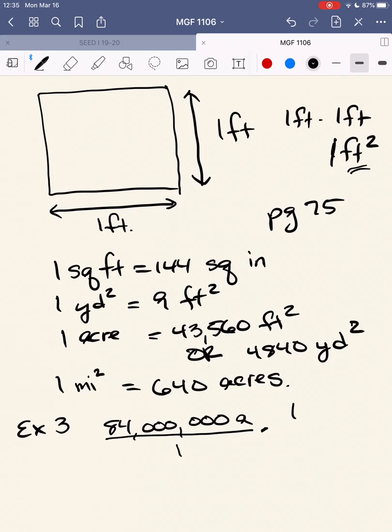And 1 square mile, or miles squared, however you want to write it, is equal to 640 acres. When I put that in my calculator, I end up with 2,358 miles squared. Make sure that you're putting the squared. That's very important. All right. Moving on to page 76, I'll leave the other one for you to try.